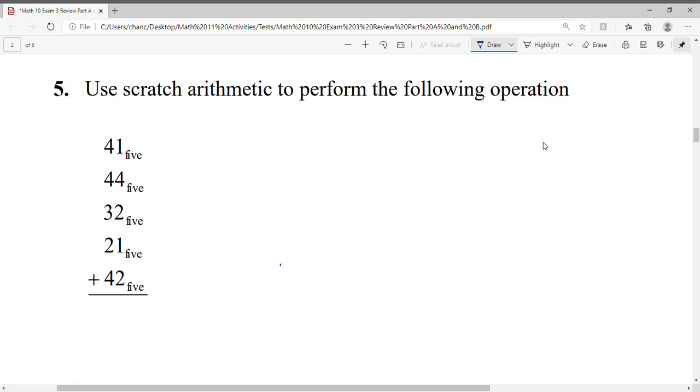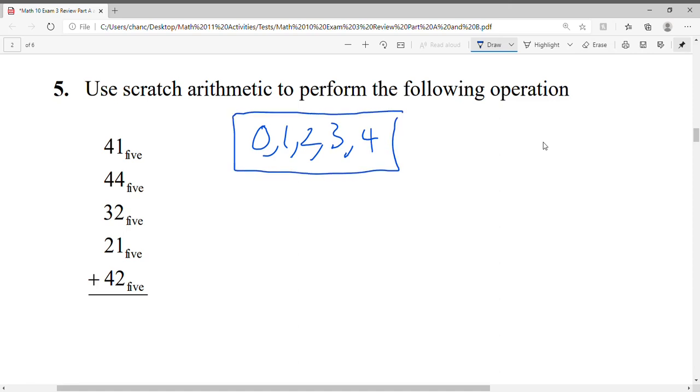Question 5, let's use scratch arithmetic to perform the following operation. Recall base 5 has 0, 1, 2, 3, 4 as the only acceptable symbols. So if we go above 4, we'll have to put a scratch and then figure out what the remainder is. 1 plus 4 is 5. We'll put a scratch. 5 divided by 5 is 1 remainder 0. So we'll put a little 0 down here.